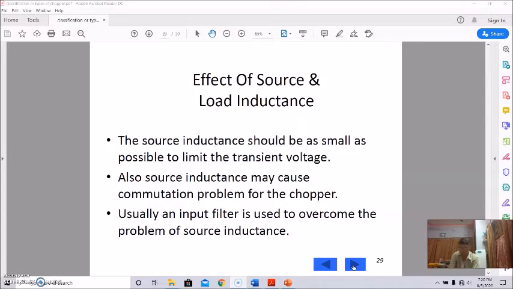In the last class in power electronics, we discussed DC-DC converters, that is choppers: the class D chopper and the class E chopper. We saw that the class D chopper is a 2-quadrant operation chopper and class E is a 4-quadrant operation chopper, and how each operates. We have discussed everything in detail.